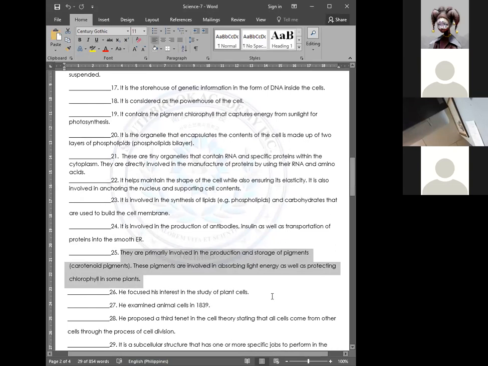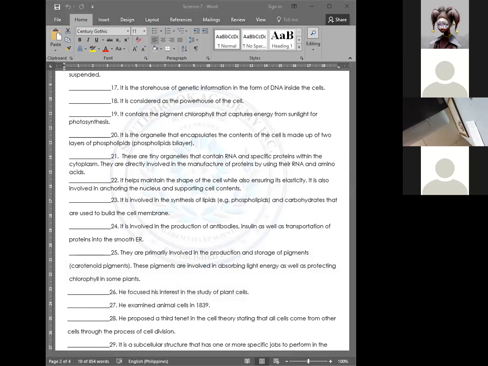He focused his interest in the study of plant cells. We are actually going back to the cell theory. If it is plant cell, he is what? He is Matthias Jacob Schleiden.